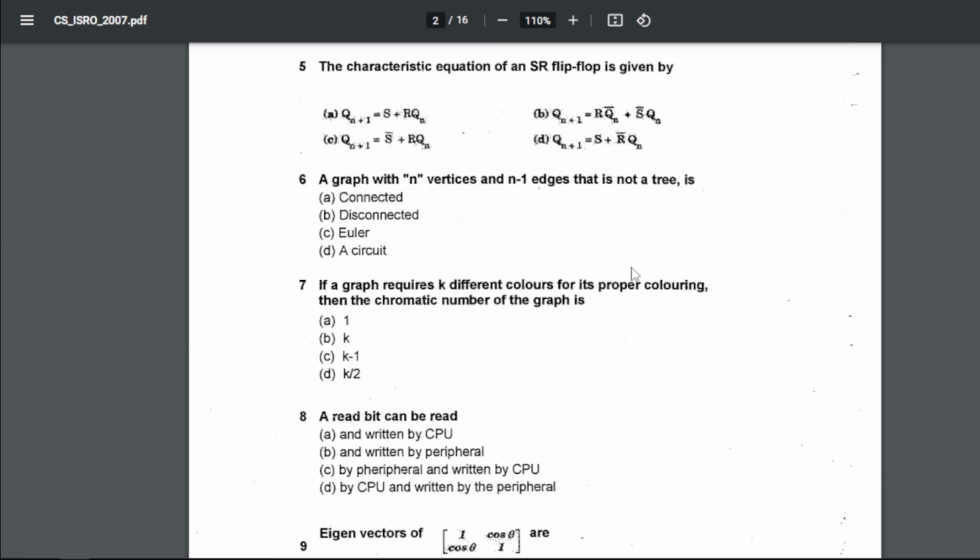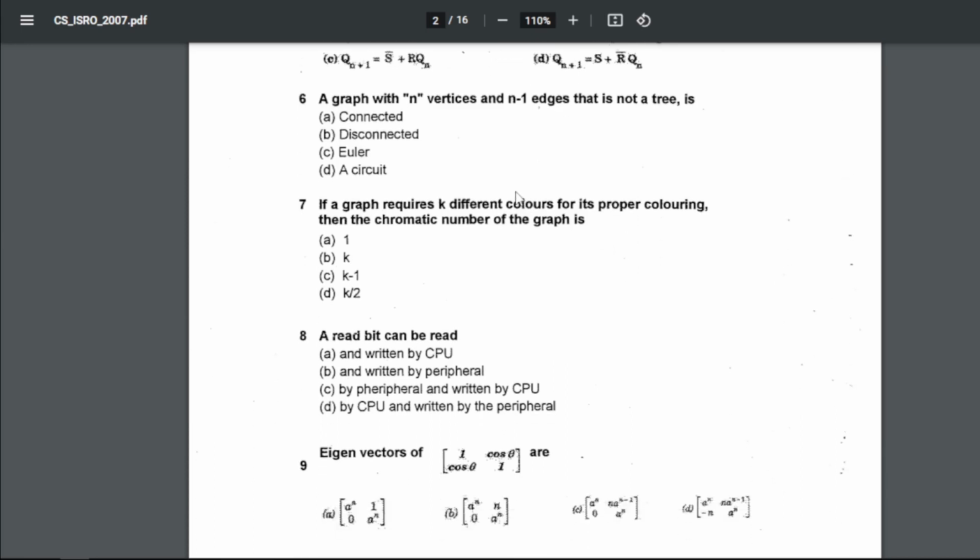Qn. Okay. Next is question number 6, that is a graph with n vertices and n minus 1 edges that is not a tree is what? So for this our answer will be B, that is disconnected. So a graph with n vertices and n minus 1 edges that is not a tree is disconnected, right? So B will be the answer for this. So basically if a graph has n vertices and n minus 1 edges and it is not a tree, then obviously it is a disconnected graph which contains at least a cycle, we can say.